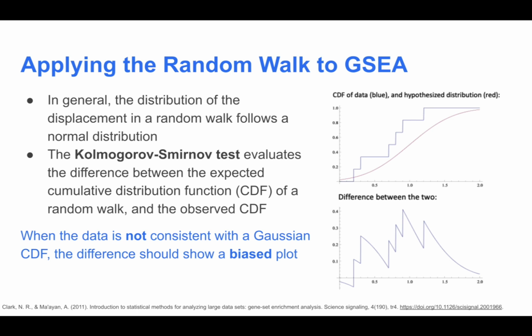So here I can show an example of what it would look like if the random walk is not actually random. Previously you saw that the cumulative distribution function of the data on this slide pretty much matches the hypothesized normal distribution CDF. But here, if the data is not actually consistent with a normal or Gaussian CDF, so your displacement is not actually following that normal distribution, you will get a biased plot in terms of your CDF and also in terms of the random walk plot. So you can see that there seems to be an arc above zero here at the bottom.